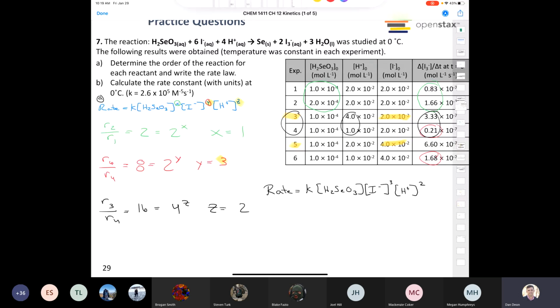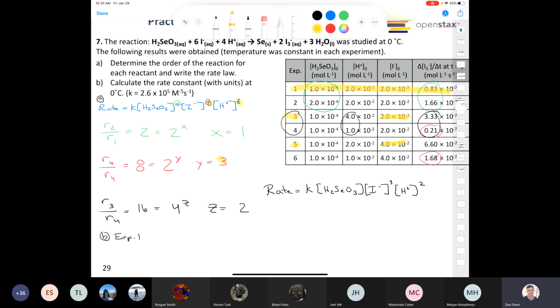Anyhow, let's try the second part, sorry. It says calculate the rate constant. So the experiment that I chose to use when I solved it is experiment 1. You could use any of the experiments. So I chose the top row. I just chose to use all the data in here.